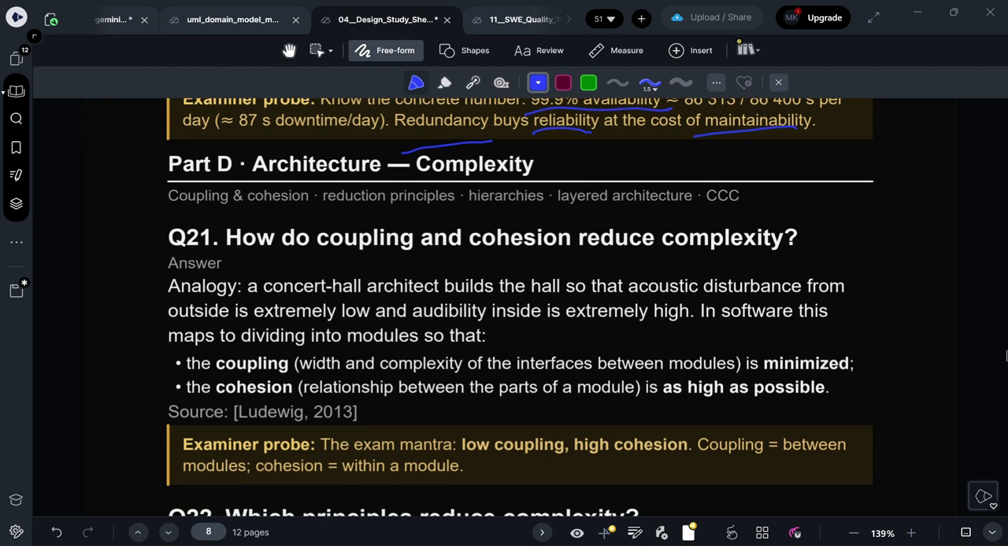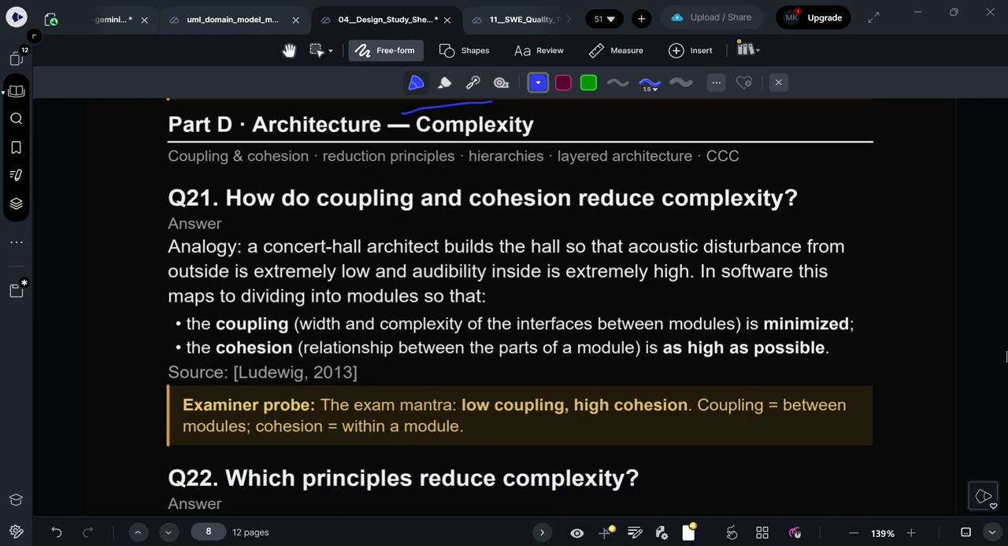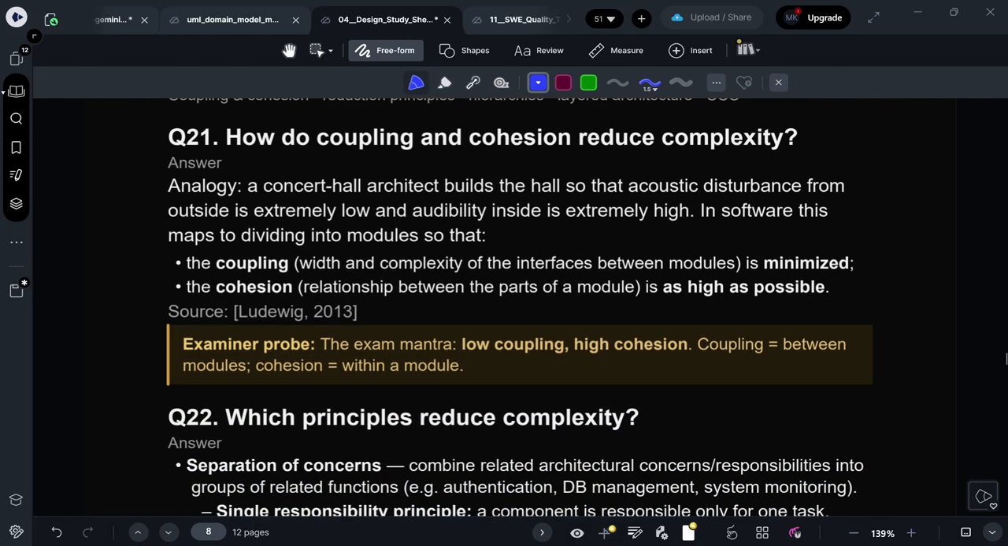Then architecture complexity. We have coupling and cohesion, reduction principles, hierarchies, and layered architectures. How do coupling and cohesion reduce complexity? We have the analogy of a concert hall. Architecture builds the hall so that the acoustic disturbance from the outside is extremely low and audibility inside is extremely high. In software, this maps to dividing into modules so that the coupling, the width and the complexity of the interface between the modules, is minimized, and the cohesion, the relationship between the parts of a module, is as high as possible. So the exam mantra is low coupling and high cohesion.